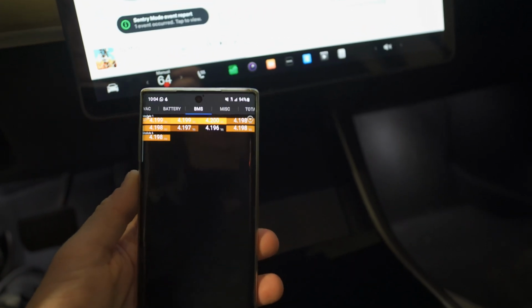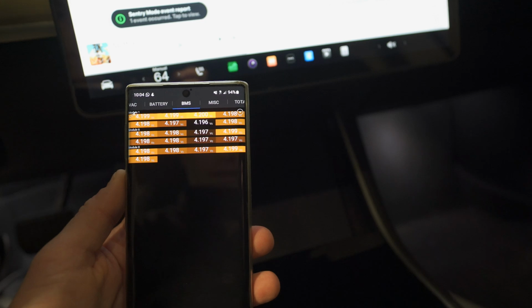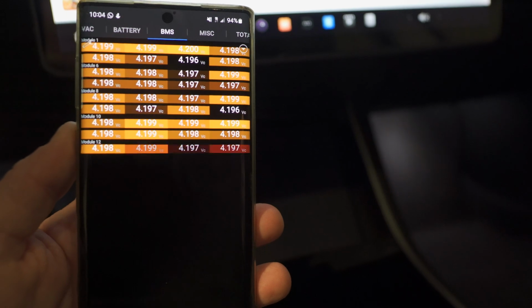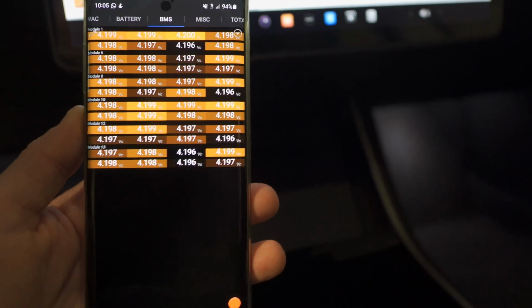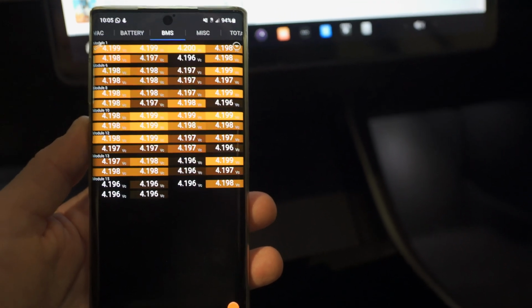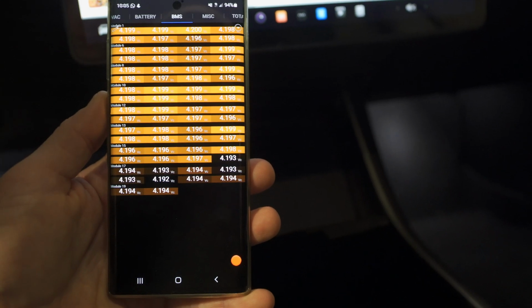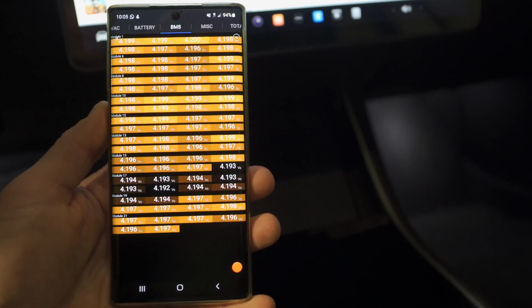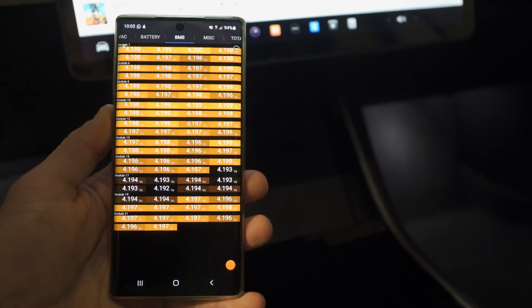And let's just go over to BMS here. And this just goes ahead and lists all of the modules and their associated voltages. And as long as these are all pretty similar to each other, then you know you have a pretty healthy battery pack. If there's one or more cells that are underperforming or significantly lower voltage than the others, then you know that you could have an issue coming up in the future with your battery pack. So considering it's back to 272 miles on a full charge, I'm a little bit more confident that this battery will last quite a bit longer.